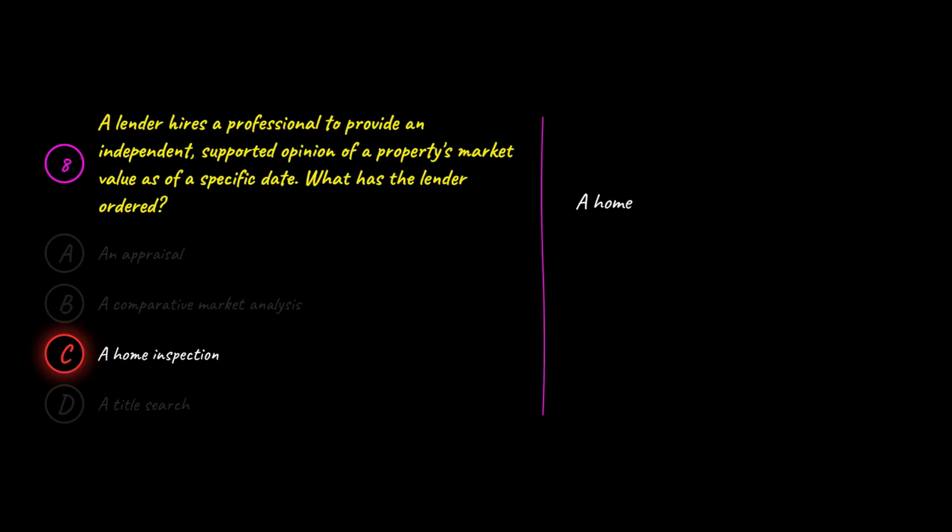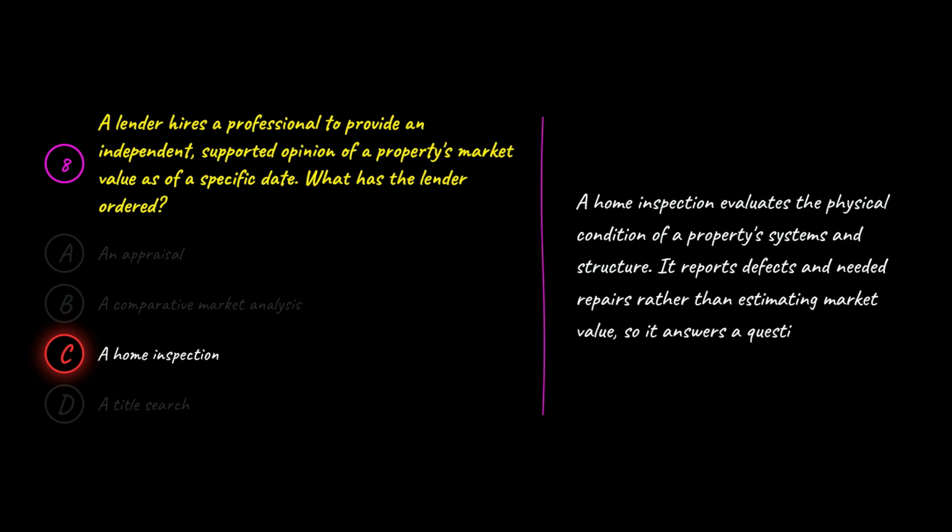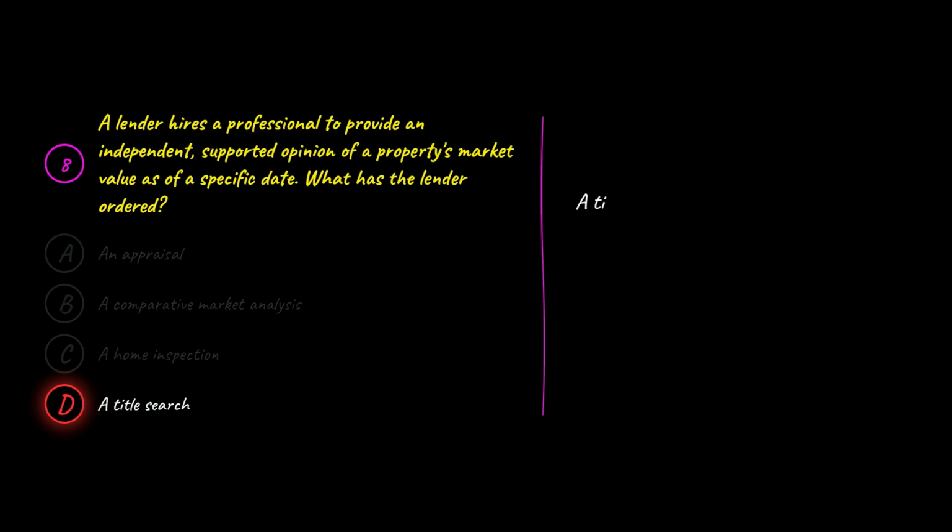C is wrong because a home inspection evaluates the physical condition of a property's systems and structure. It reports defects and needed repairs rather than estimating market value, so it answers a question different from the lender's. D is wrong because a title search examines public records to trace ownership and reveal liens.